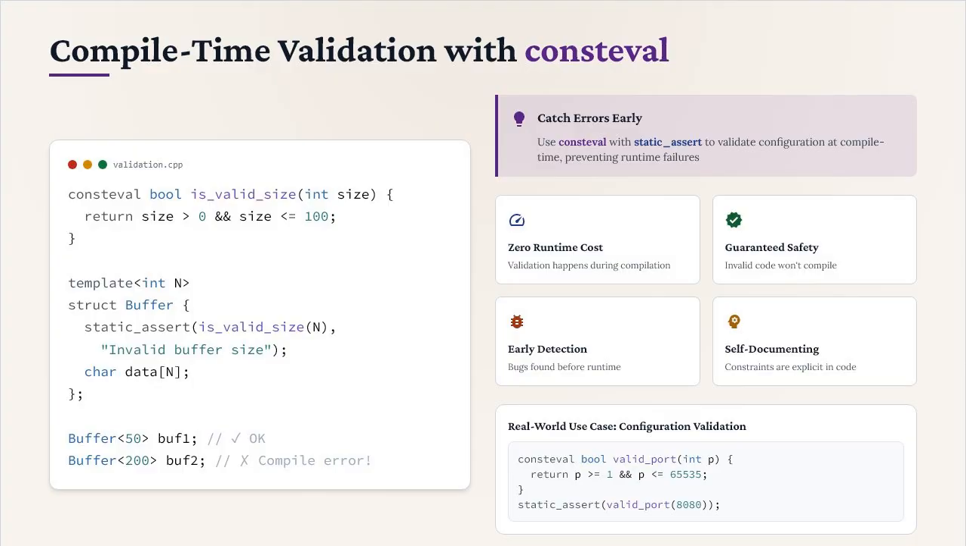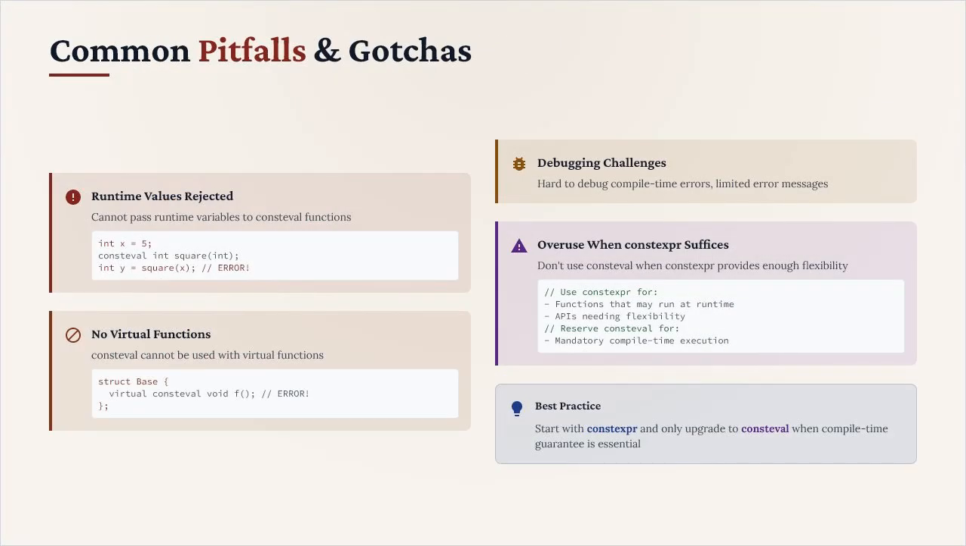By performing these checks at compile time, you can ensure that certain categories of bugs simply cannot exist in your running program, which can significantly improve reliability and reduce debugging time. While consteval is a powerful feature, there are several common pitfalls to be aware of. First, you cannot pass runtime values to consteval functions. This will result in a compilation error.